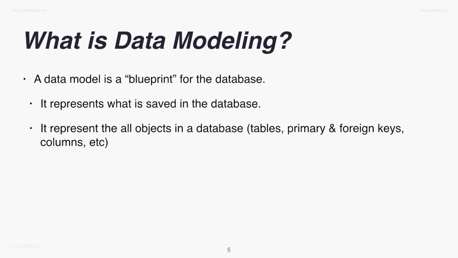So what is data modeling? You can think of it as kind of a blueprint, the architecture thing, for the database, where you just set up what your database is actually going to have. It represents the stuff you're going to save in your database and all the objects in your database, like tables and column names and foreign keys.